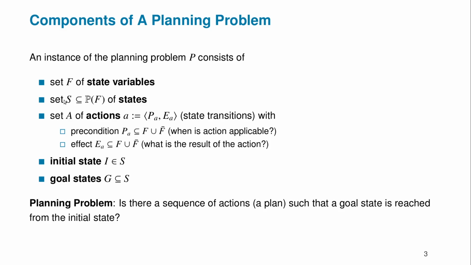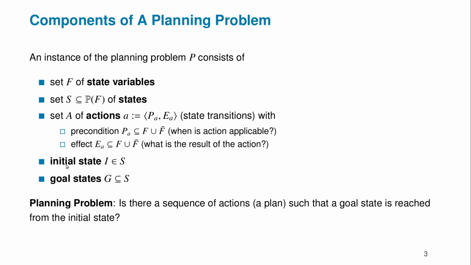And the states themselves are a subset of the power set of F. So we define a state S by the set of state variables that hold in a state, and the variables not included are assumed to be false. Okay, this should not be so different from the things we have seen before. Maybe let's continue with the other easy things.